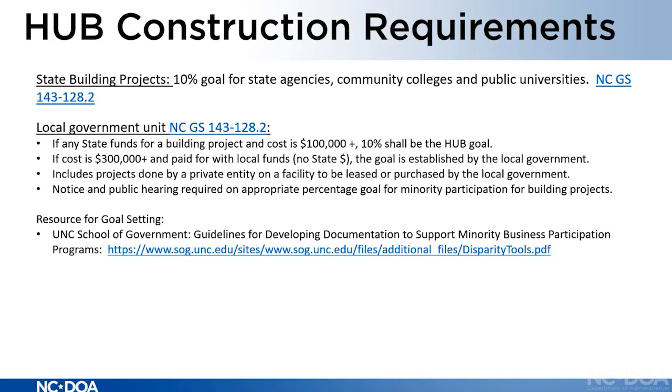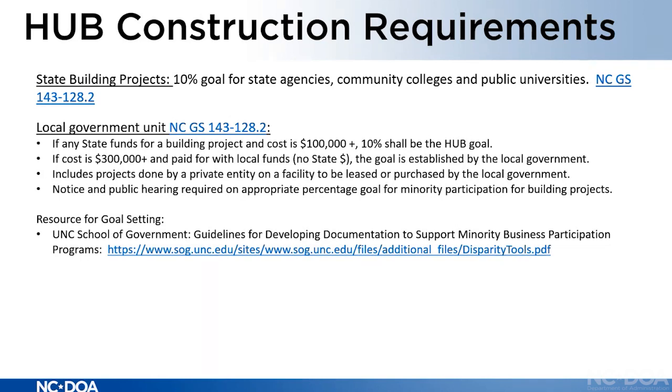So hub construction requirements based on the state building. For state building projects, 10% of the goal is from state agencies, community colleges, and the public universities. This is stated in the 143-128.2 statute, as well as the local government unit in the 143-128.2. If the state funds the building project and the cost is 100,000 plus, 10% shall be hub goal. So those categories that we spoke about in the previous slide, 10% of the hub goal will go towards this.